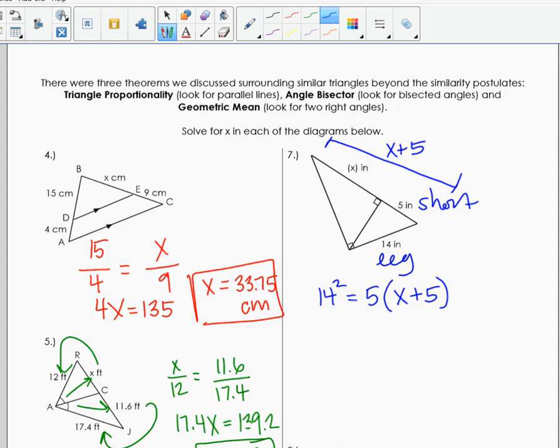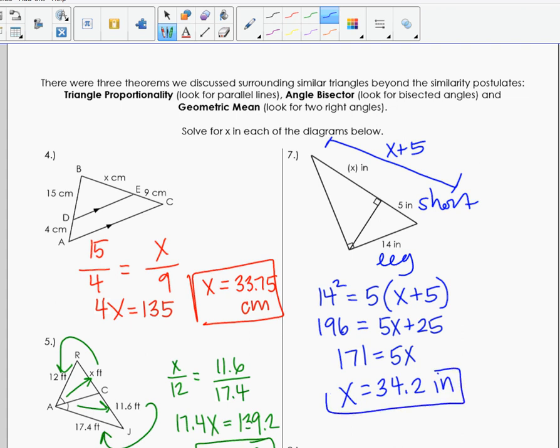Okay. So 14 squared is 196. Distribute your 5, you get 5x plus 25. So go through, solve for x, you get 171 equals 5x, and when you divide both sides, you get x to be 34.2, and that's in inches.